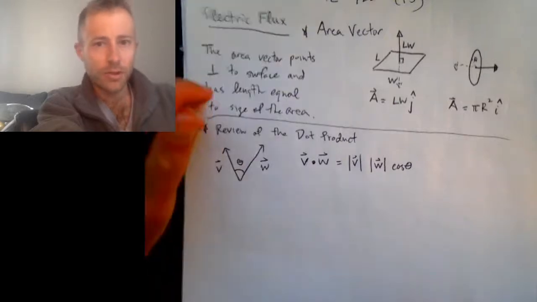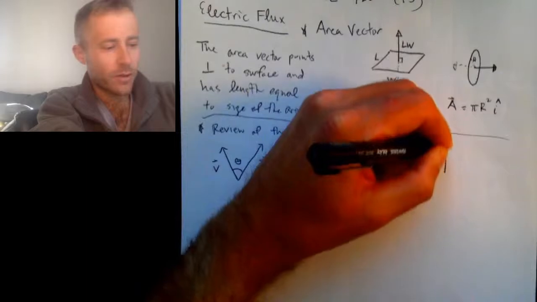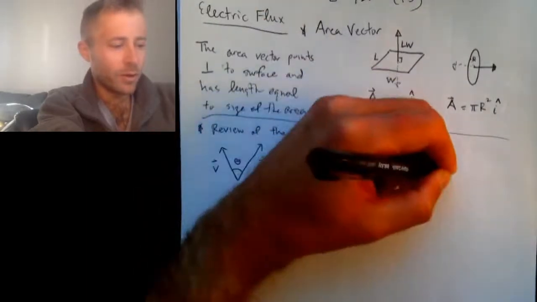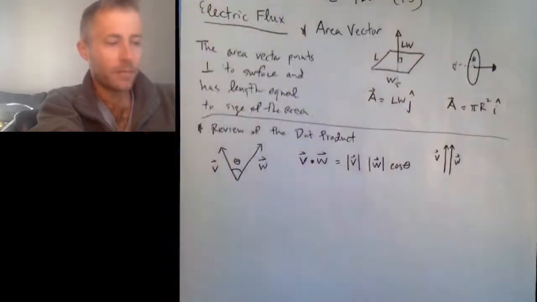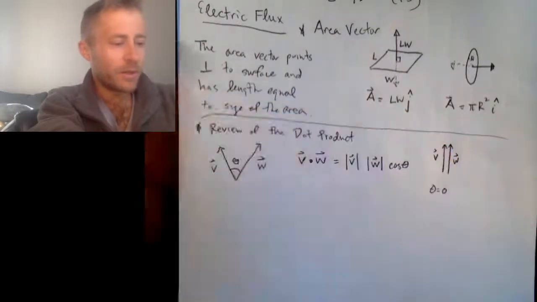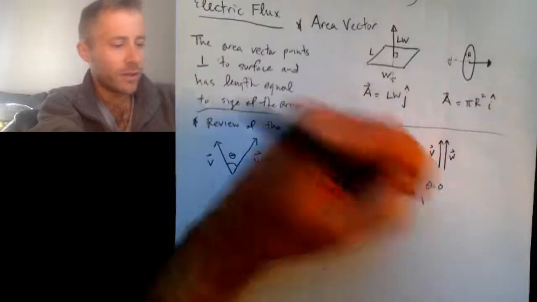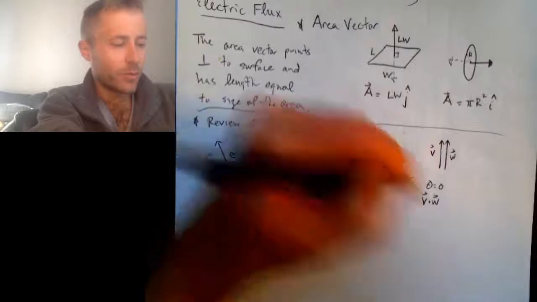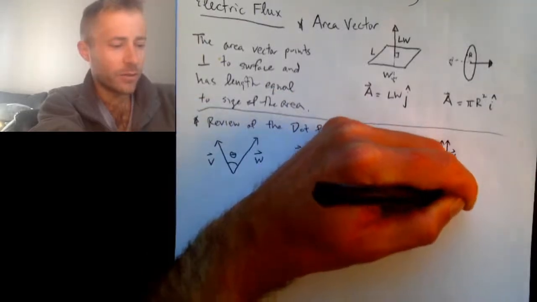And so in particular, what if v and w are parallel to each other? In that case, theta is equal to 0, and cosine of 0 is equal to 1. So in this case, v dot w would be equal to just the magnitude of v times the magnitude of w.